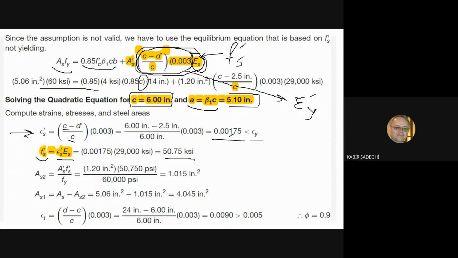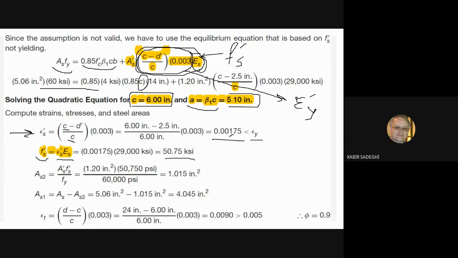But here, now, the assumption was wrong. The compression steel is not yielded. Therefore, we should calculate f prime s, the stress at the compression steel. We did that. We found a little different. It's 50 ksi, not 60.